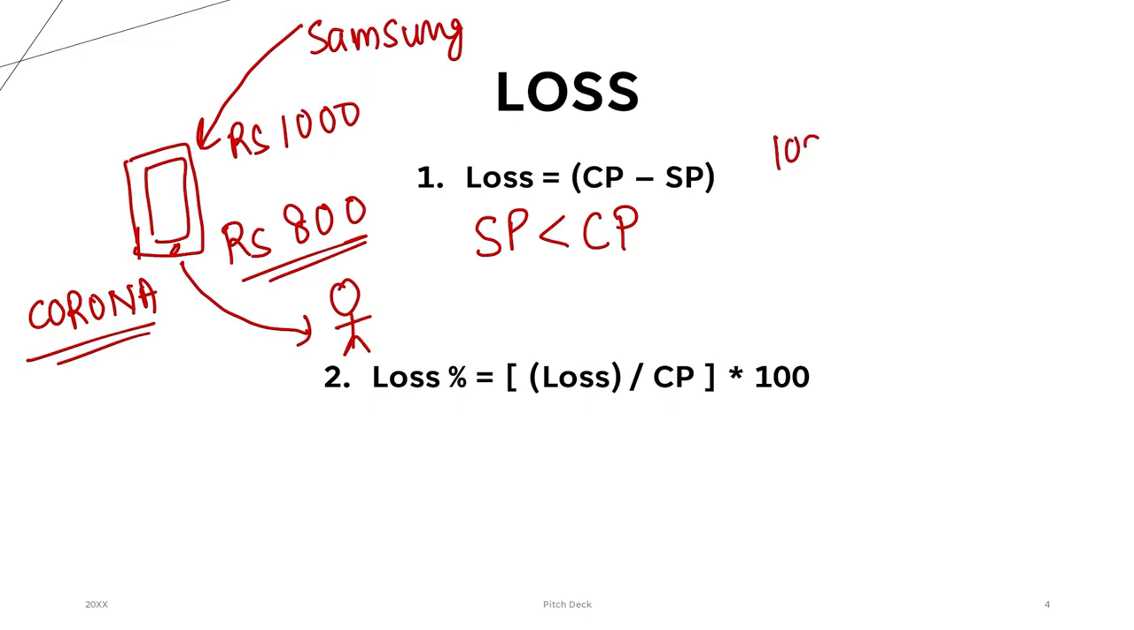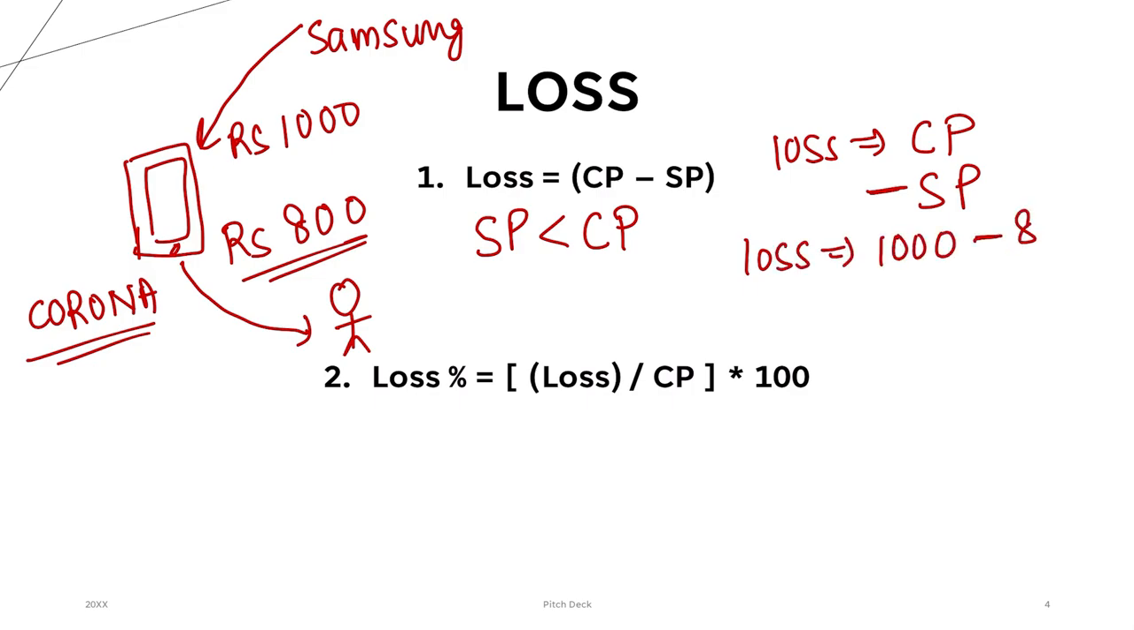So how do we calculate loss? Loss is cost price minus selling price. The gain was selling price minus cost price. It is totally opposite. So CP minus SP. So in our example, loss is 1,000 rupees I bought it for minus the selling price I sold it for, 800 rupees. So I am making a loss of 200 rupees on this transaction of selling a mobile phone, right? Loss is CP minus SP.